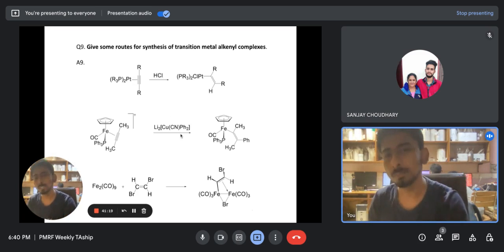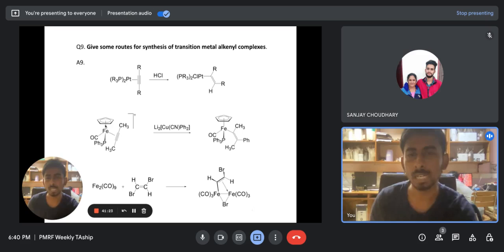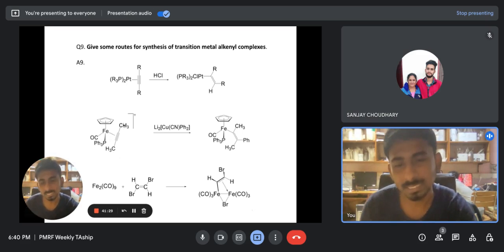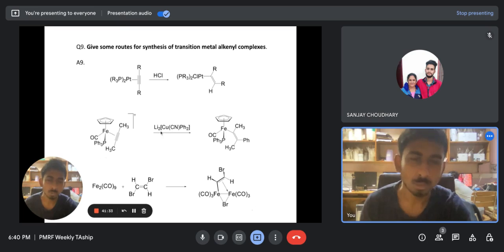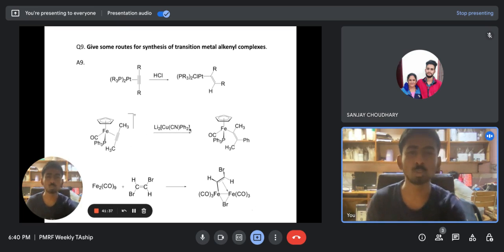In the second example, we have a CpFe moiety, that is a cyclopentadienyl Fe, ferrocene kind of moiety, which is again bonded to dimethyl acetylene. That is the dimethyl acetylene moiety, and a phosphine is also there. So what happens when it is treated with this Li[Cu(CN)Ph] salt?